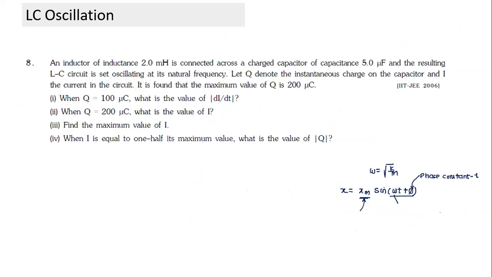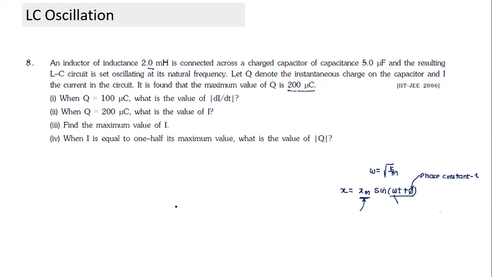So let's look at this. Can we get an answer for this as well? There is an inductor connected to a capacitor, set into oscillation. In oscillation, charge will vary as a sine function. Current also will vary as a sine function. Q denotes the instantaneous charge on the capacitor, I the current. It is found the maximum value of Q is equal to 200 microcoulomb.